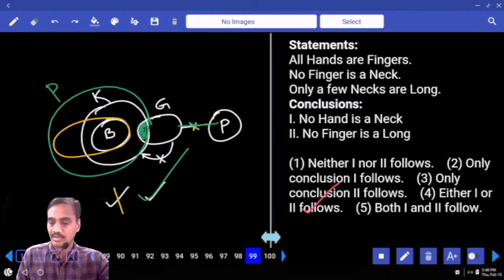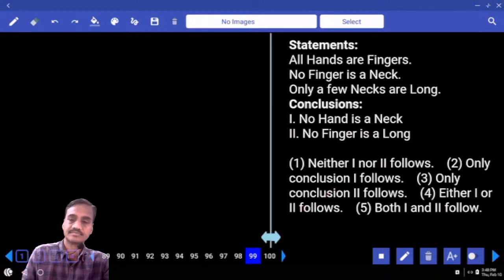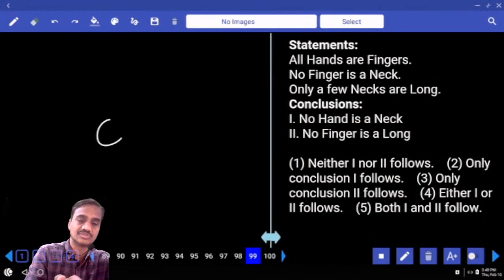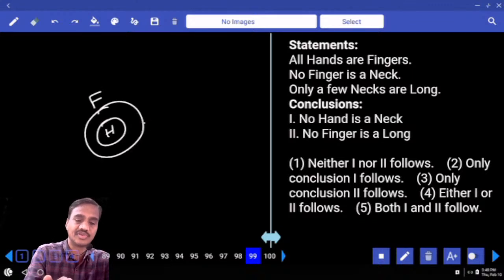Then 99. Now in this 99, all hands are fingers. Now this all hands are fingers, these are the hands that are fingers. All hands are fingers and no finger is a neck. No intersection between finger and a neck.